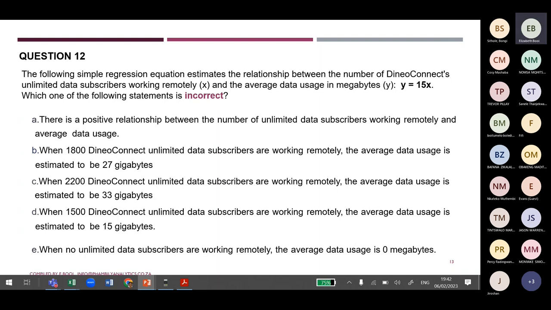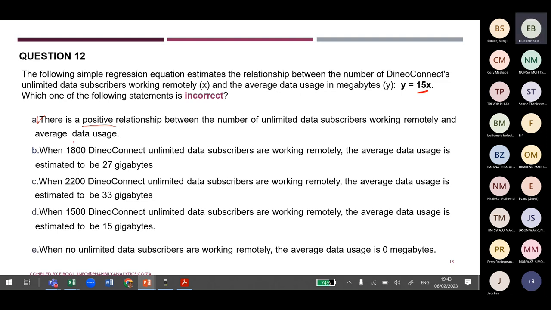We can do a process of elimination to get to the incorrect statement. A, there is a positive relationship between the number of unlimited data subscribers working remotely and the average data usage. Is that correct or incorrect? I already gave you the answer. It should have been a quick answer that you give me back. It's correct. That was lazy. It is correct because the slope is positive. So there is a positive relationship.